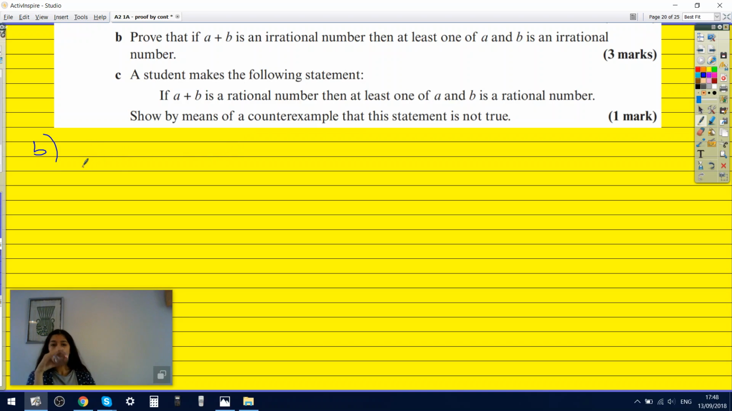Wow. Okay, do it. Despite it being brutally difficult. Which one are we doing? Next one, B. What was the question before that? It was A times B. Negation would be if A plus B is an irrational number, then both A and B are rational. Okay, what would we do?